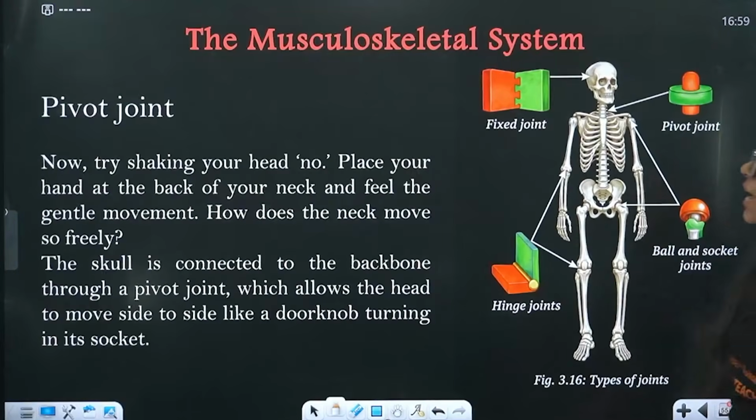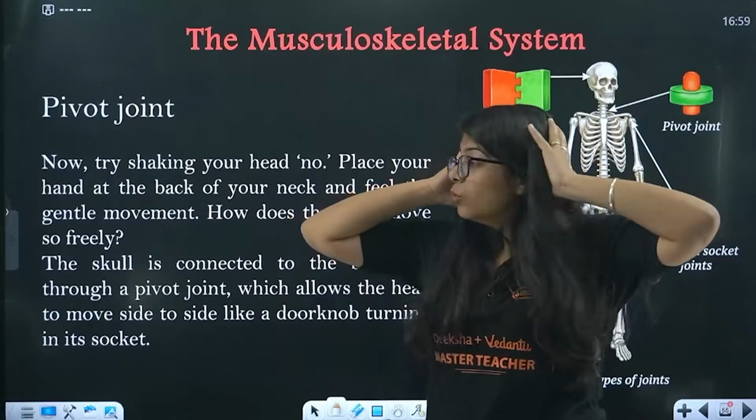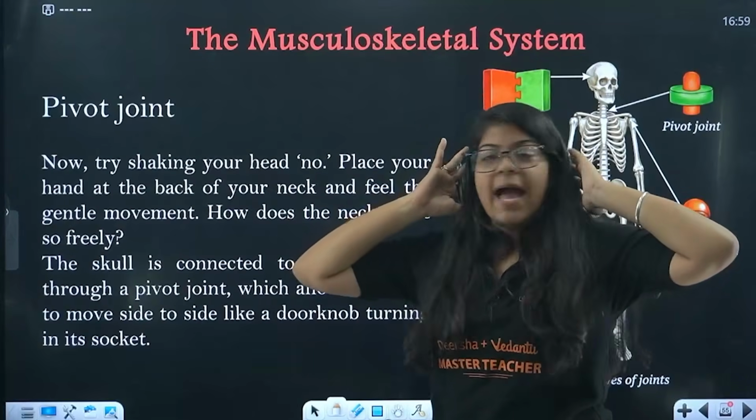Next joint beta we have is the pivot joint. Now what is a pivot joint? Now do this, shake your head as a no.